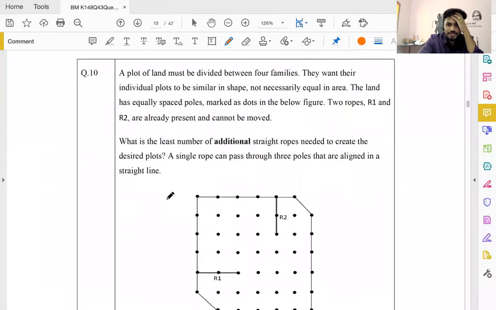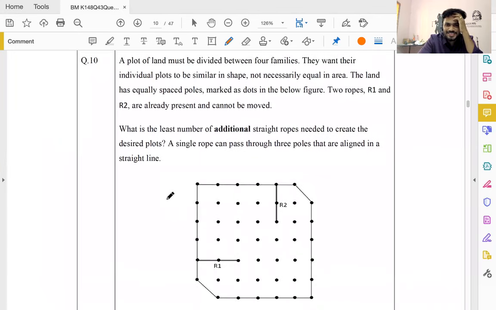So a plot of land must be divided between 4 families. They want their individual plots to be similar in shape, but not necessarily equal in area. So the family is okay with shape, and doesn't matter about area. Okay, anyways, let's get to this question.